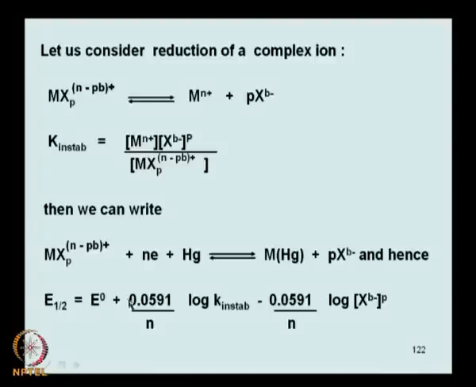Let us continue our discussions on the polarographic methods of analysis, and we were discussing the complex ion, a metal ion complexing with a ligand X with p molecules, and its valency is b minus. We can represent the complex like MXp raised to n minus pb plus.